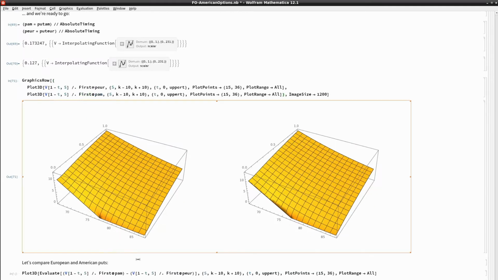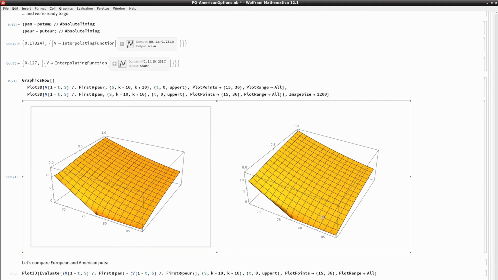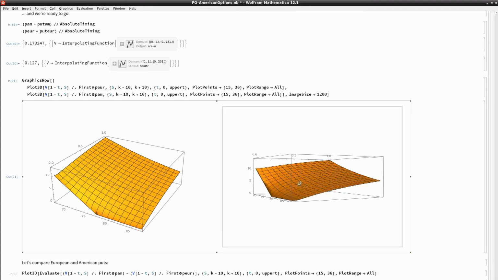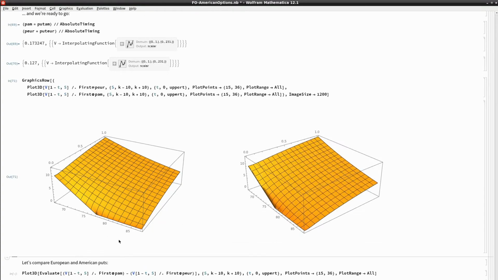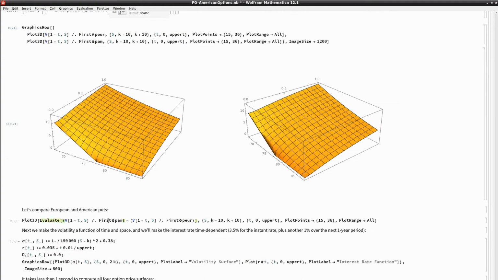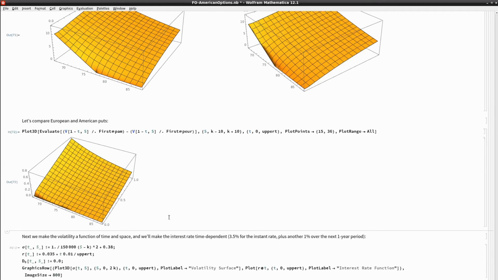We can see these surfaces that are familiar to us. We've seen them before for the European version, and the American version is similar. It is slightly different. So to see the real difference, let's do a difference plot where I'm subtracting them. Here we have the American put minus the European put. Okay, so we see that the difference is not 0. We're getting a surface of differences.